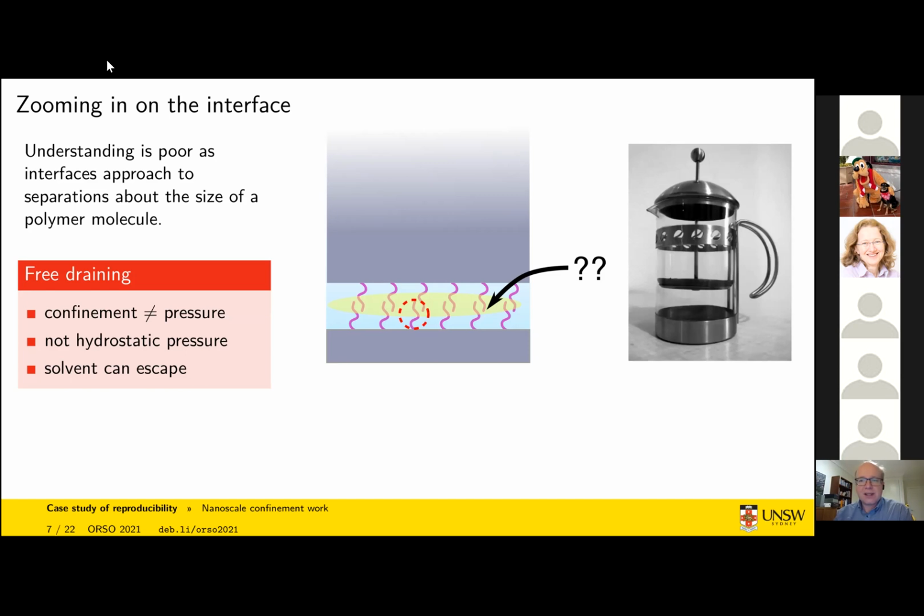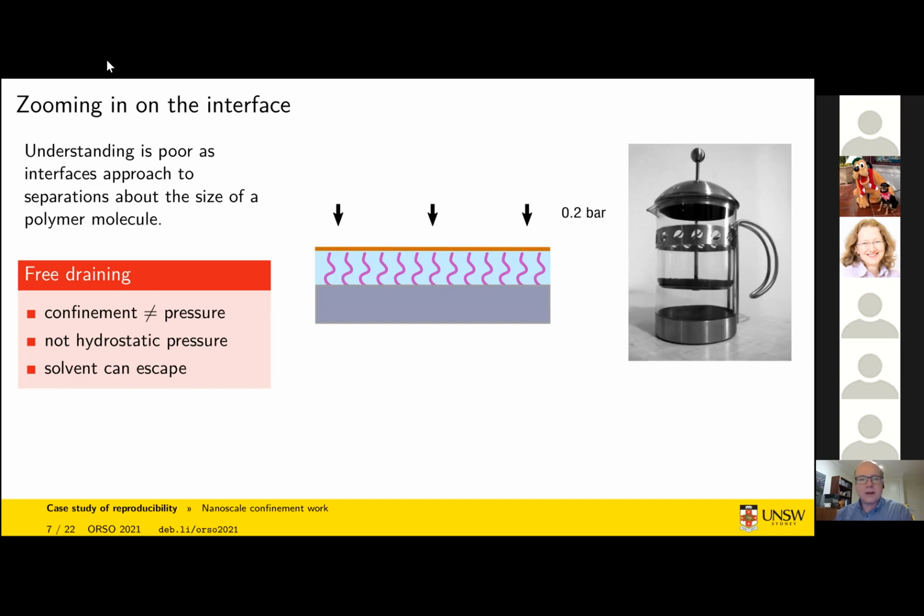A coffee press, a cafetiere, is a much better way of thinking about this experiment. It's free draining. So it's asking about what happens to the structure of the coffee grounds in your cafetiere as you push it and you allow the solvent to escape. As we go to higher confining pressures, we end up ejecting liquid to the point where we have a change in concentration of our confined soft matter. So it's about the confinement and the geometries of the systems, not the actual pressures. Pressure is just a knob that we can twiddle in our control box to change the geometry.